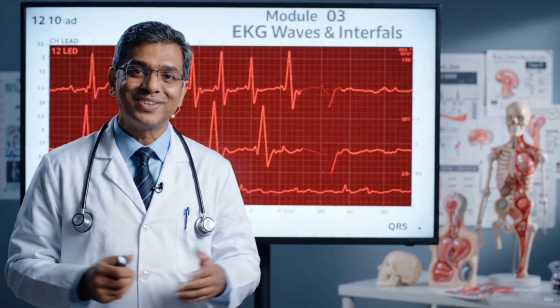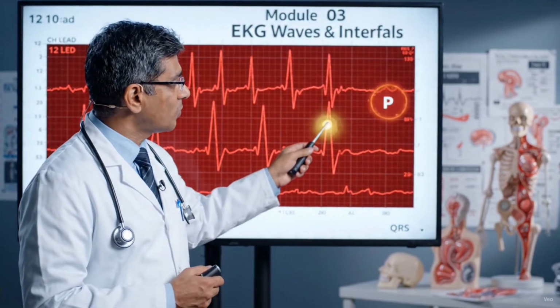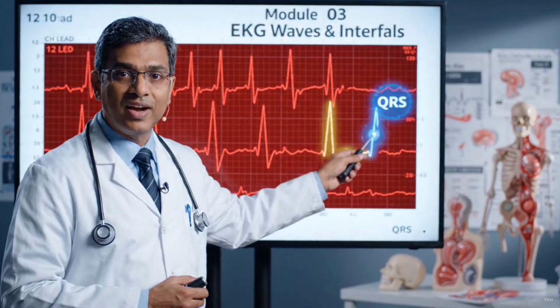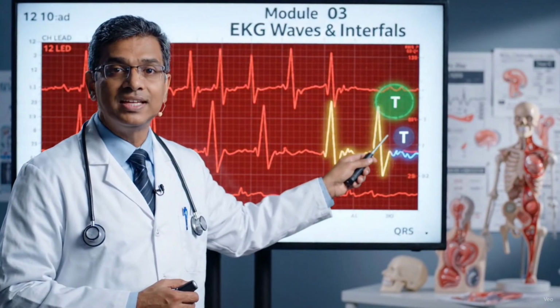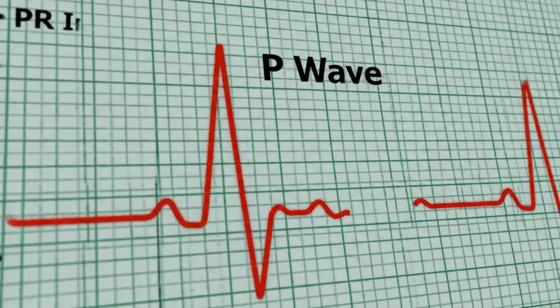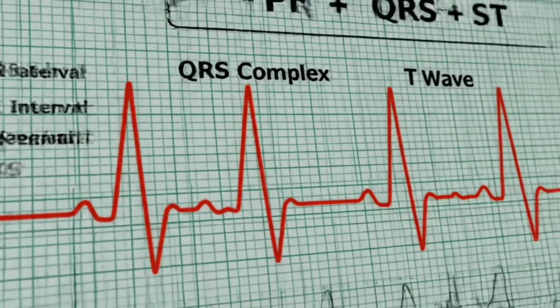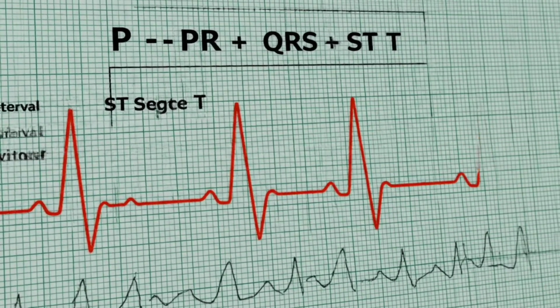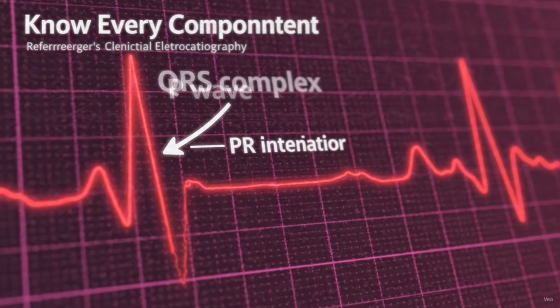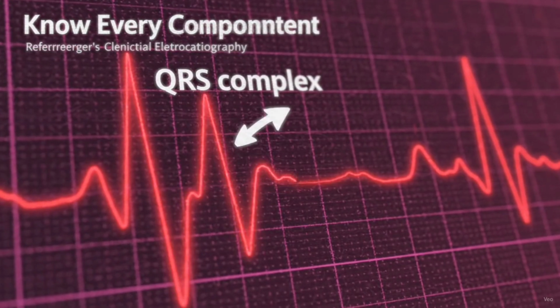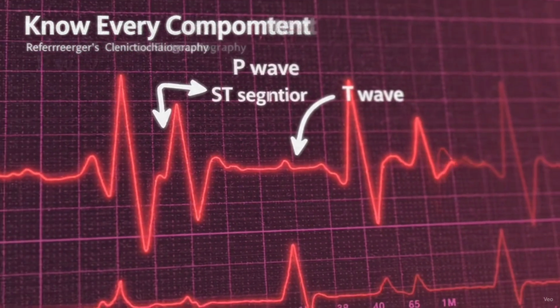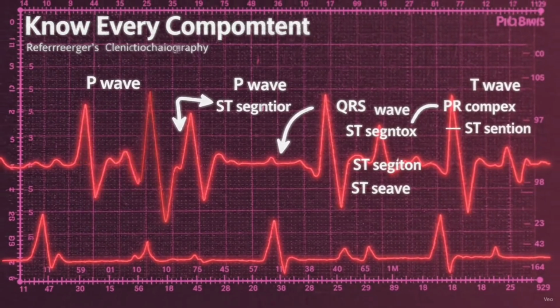Hello viewers, nice to see you again. In this module, we'll learn how to identify and interpret ECG waves, intervals, and segments. A normal ECG consists of waves, intervals, and segments that represent electrical events within the heart, so let's talk about it. To interpret ECGs, you must understand the meaning of the components: P wave, PR interval, QRS complex, ST segment, and T wave.